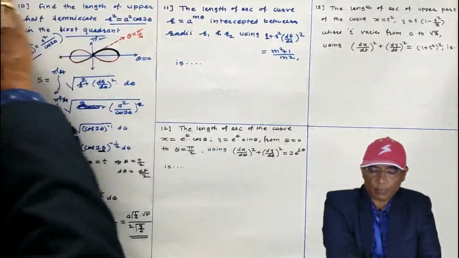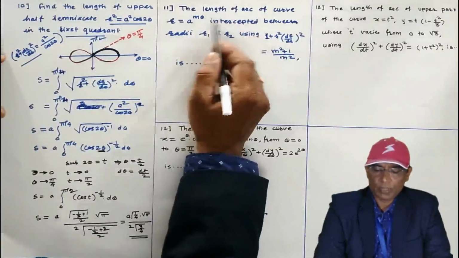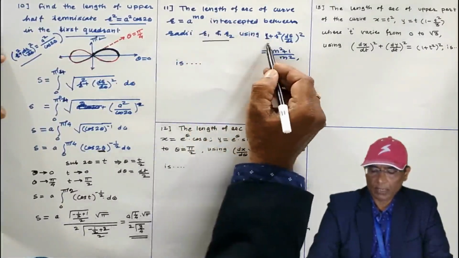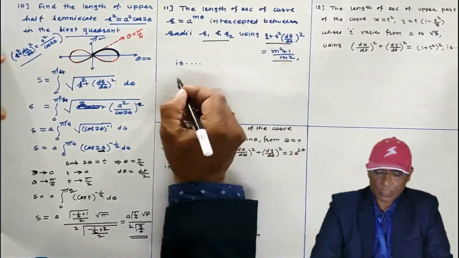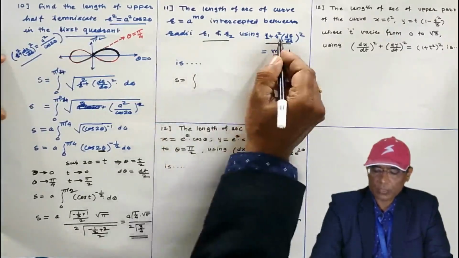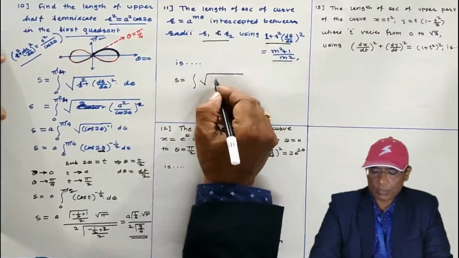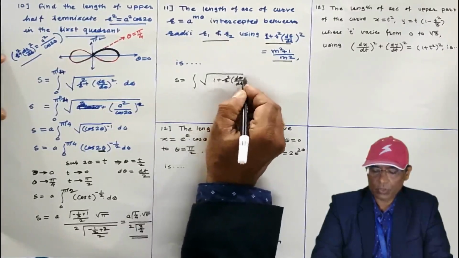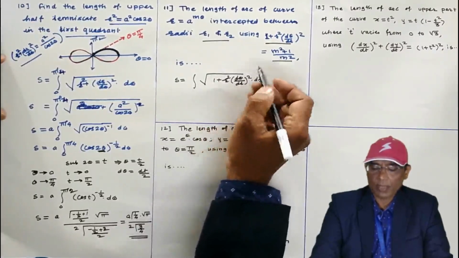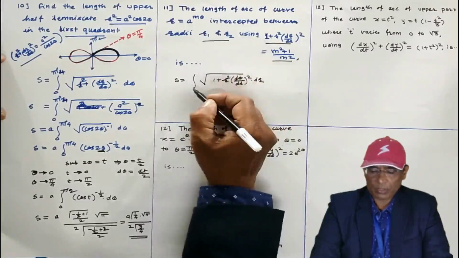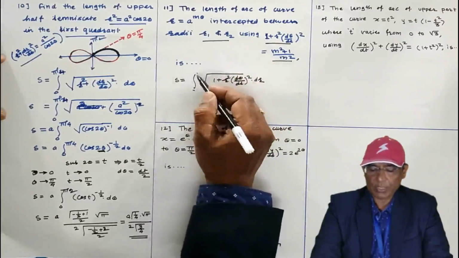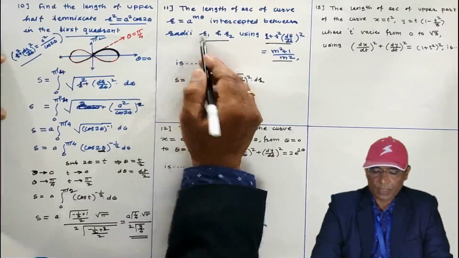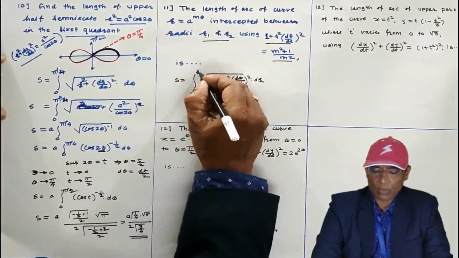Now, the next problem, this is an MCQ. Length of arc of the curve r equal to a to the power m theta intercepted between the radii, and this component is given to you. Since the component is given, we will use this formula: integral of the square root of r square plus (d theta by dr) square into dr, where the limits of integration must be the values of r. Radii means it is the plural of radius, so this is radius r1 to r2.